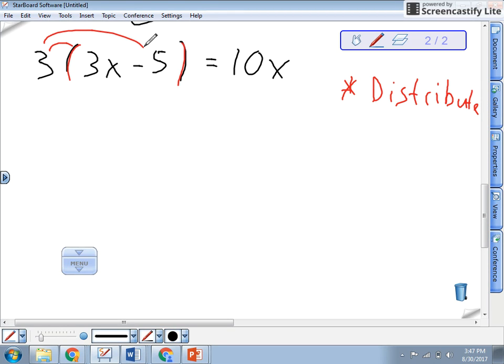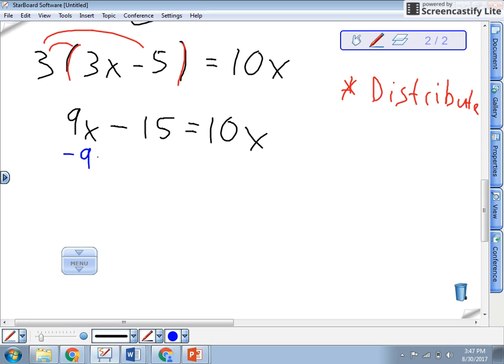So when I rewrite that, 3 times 3x is 9x. 3 times minus 5 is minus 15. And then that equals 10x. Now I've got x's on both sides of the equation. I want to get all the x's on one side. I usually move the smaller number to the other side so I don't have to worry about negatives. So that's what I'll do here.